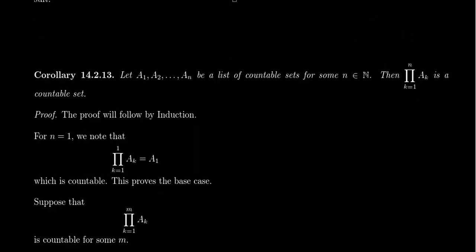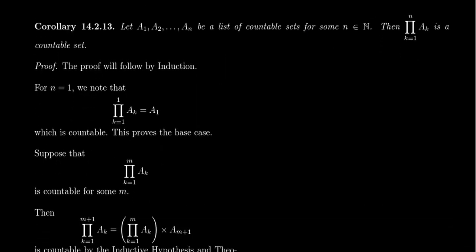Using induction, we can show that the finite product of countable sets is likewise countable. So if you have countable sets A1, A2, up to AN, and N is a positive integer right here, then the product over K from 1 up to N of the AKs is likewise countable. This is the exact same induction argument we did before. The base case, when N equals 1, you're taking a Cartesian product of just one set.